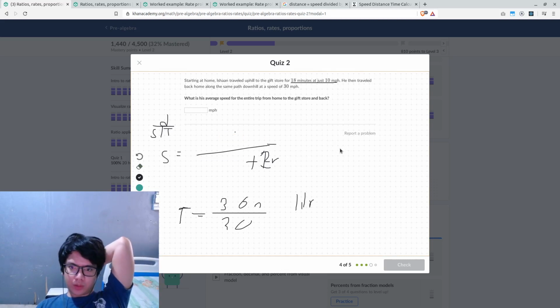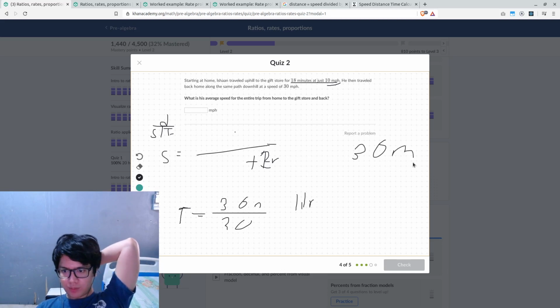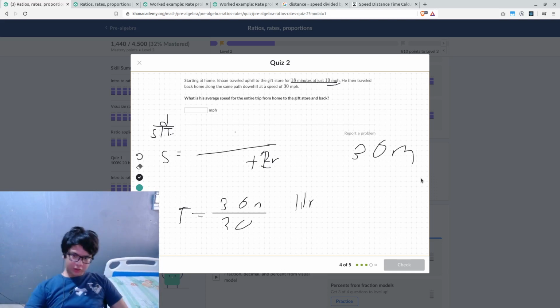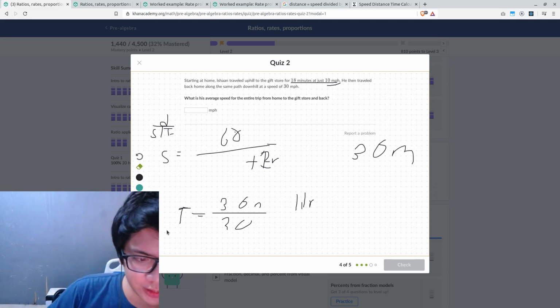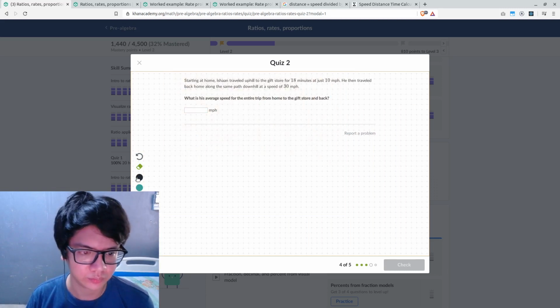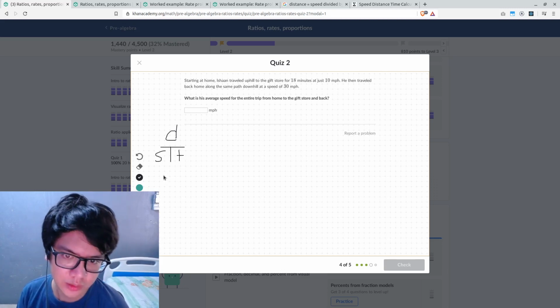So 18 minutes, it's 0.3 hours, and distance is speed times time. Same units, so we're gonna have 30 miles, yo. Then twice of that, since going back and forth, get 60. Now this doesn't add up. This doesn't add up. Distance, speed, time. Let's try this again.